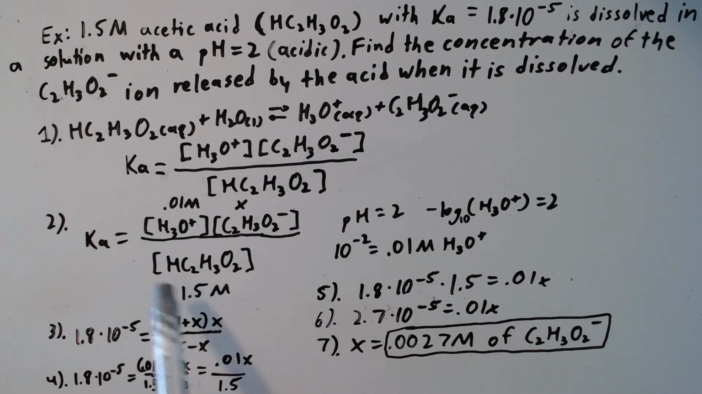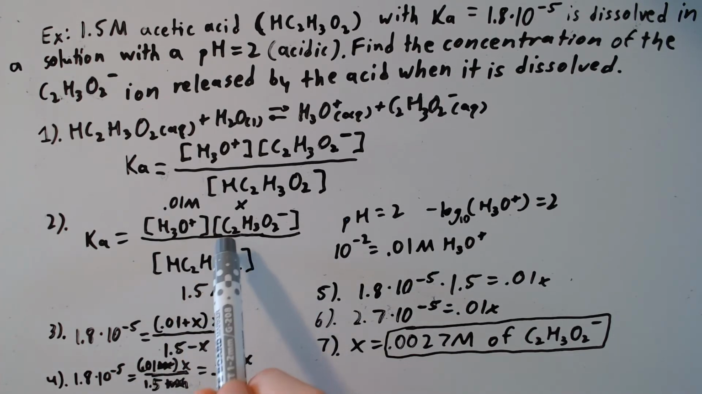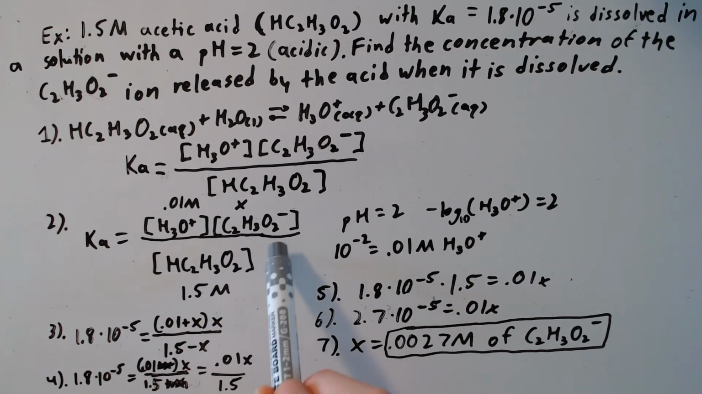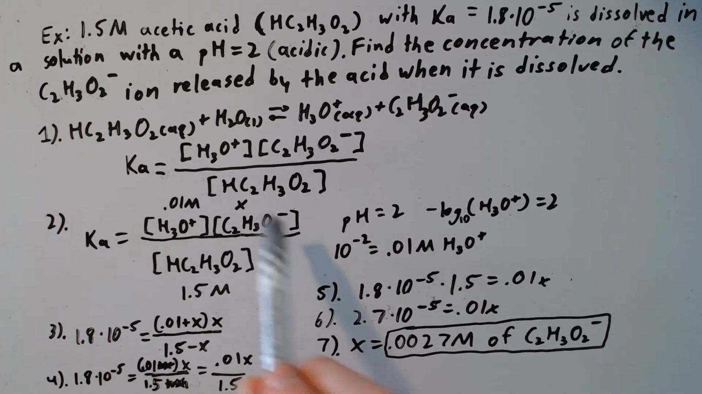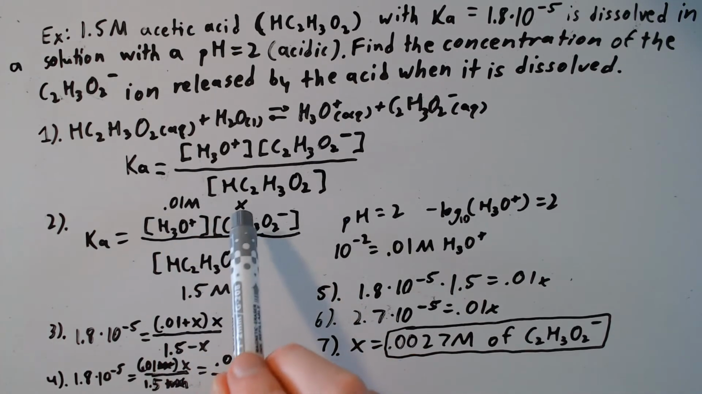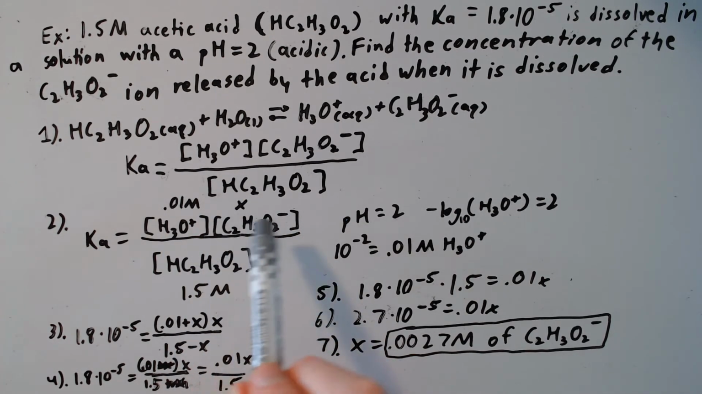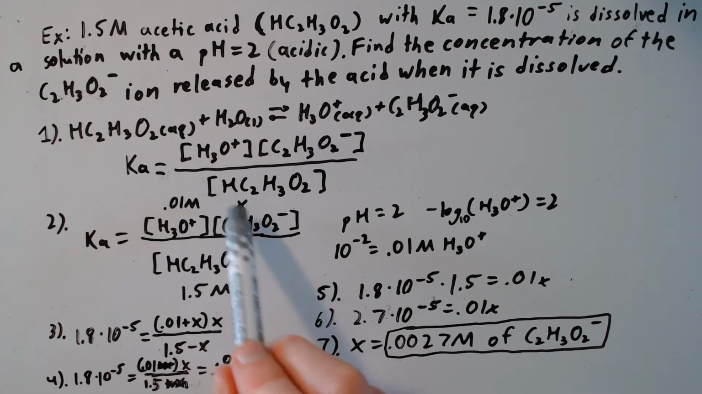So we write 0.01 molar of this H3O+ already present. And this is at the initial point, like there's none of this C2H3O2- yet present, because these are just the initial concentrations. We do not know how much of this will be present in the end, so we just write an X for it.